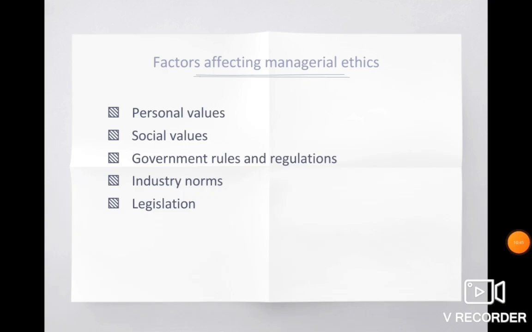Okay, next are the factors affecting managerial ethics. Now, basically, the factors which influence business ethics answer the question as to why or what is the reason businessmen opt for managerial ethics. So the reason why businessmen or why the managers opt for managerial ethics is because of these 5 reasons. Now, the first factor or the first reason is personal values.